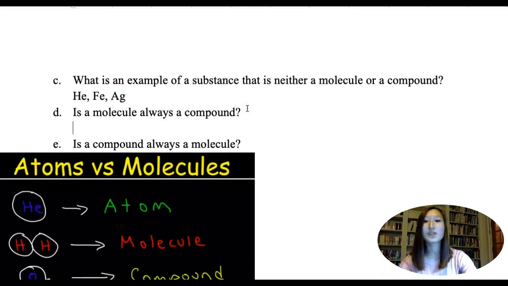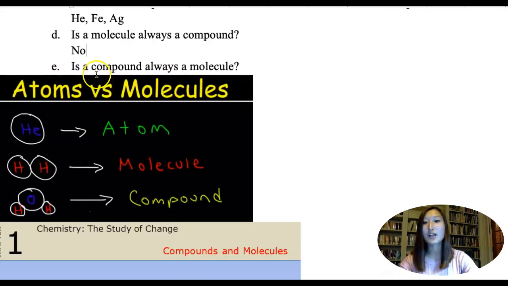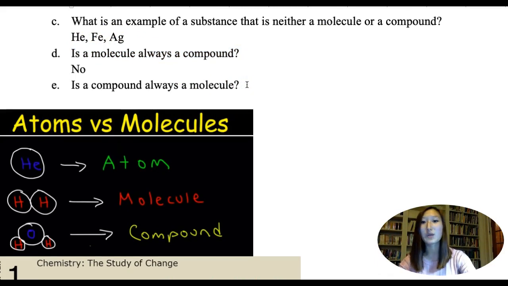Is a molecule always a compound? The answer is no. Everything that's more than one atom could be a molecule, but it's not always a compound. But a compound is always a molecule.